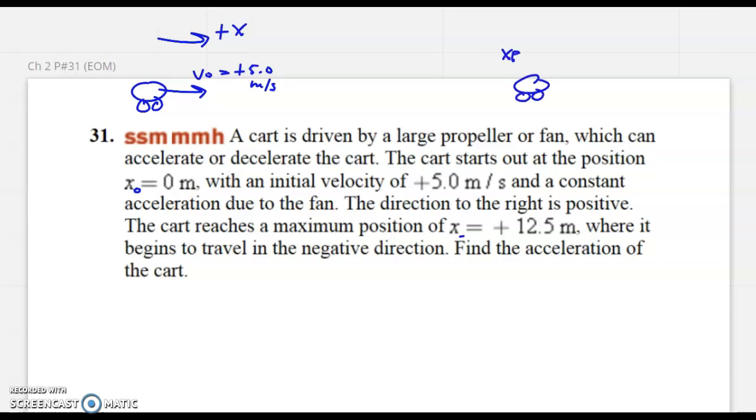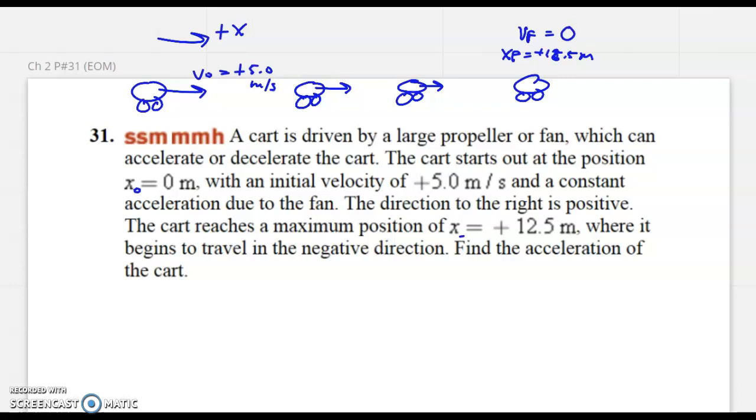We'll say that this is a final position of positive 12.5 meters. And you might think, why would there be a maximum position? Why doesn't it keep on rolling? Well, it looks like it's slowing down because it says where it begins to travel in the negative direction. So it looks like as we're going here, the velocity keeps getting smaller and smaller to the point where the velocity here, this final velocity for the trip to the right, is 0.